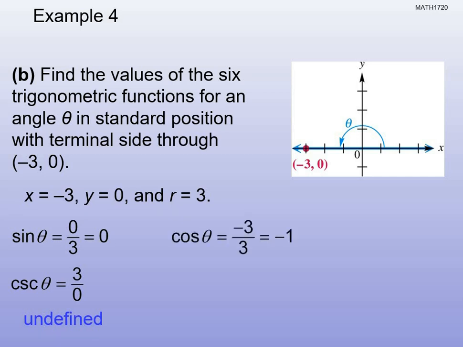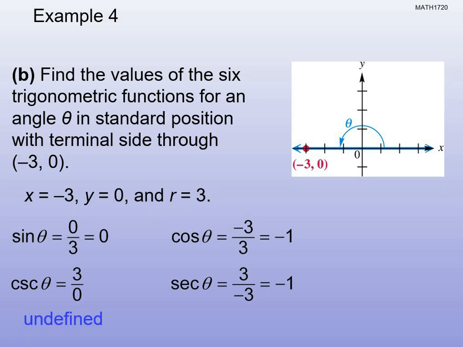So let's take a look at what cosine is going to be. Cosine is going to be -3. That's the horizontal component, divided by 3, which is the magnitude. So -3 divided by 3 is -1. Secant, we're going to flip that, right? So it ends up being 3 divided by -3. It will also be -1.